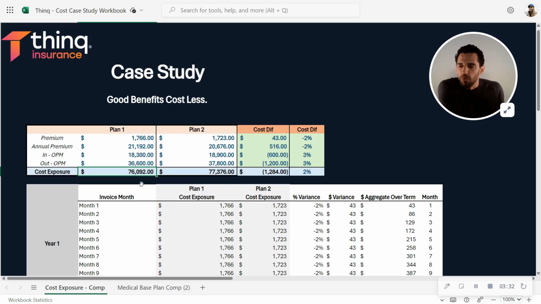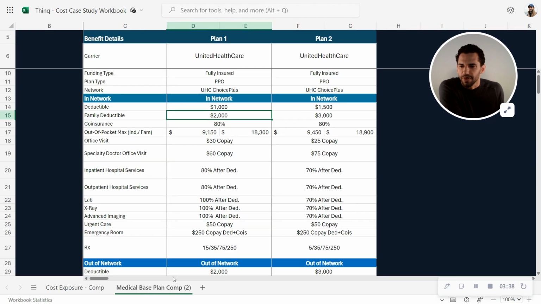So plan one is $1,766. Plan two is $1,723. There's a $43 cost difference, right? That a lot of times will influence somebody to go one way or the other. A lot of times people look at this deductible, but we want to look at the out-of-pocket maximum.